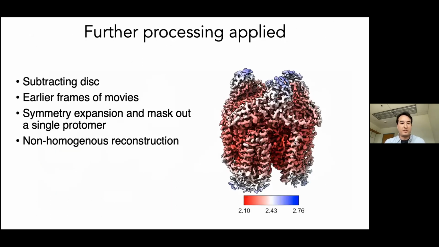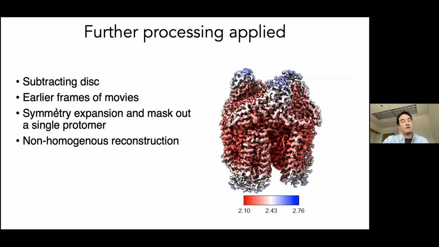To go into a few more things that I tried to process this data, commonly subtracting the disk out, although subtracting the disk did not lead to high resolution, and also looking at the copper C site looked pretty much identical when I subtracted the disk and solved that structure. Looking at different sets of frames of the movies, for example, omitting the first frame, was able to do that, but it also didn't look very different.